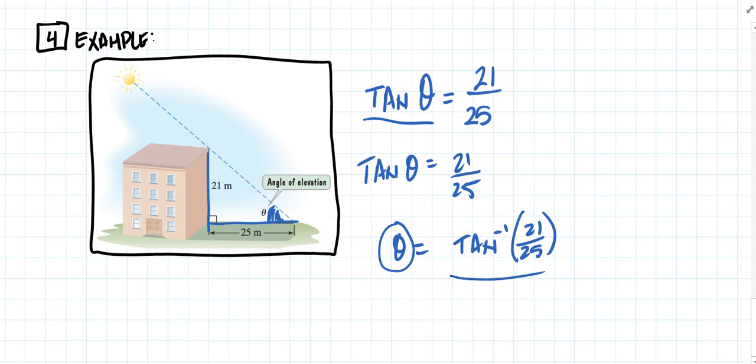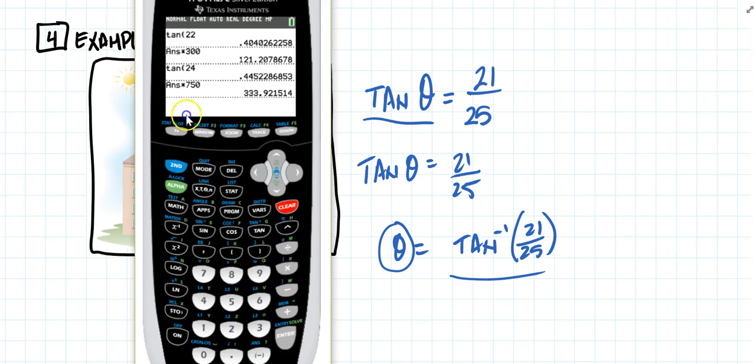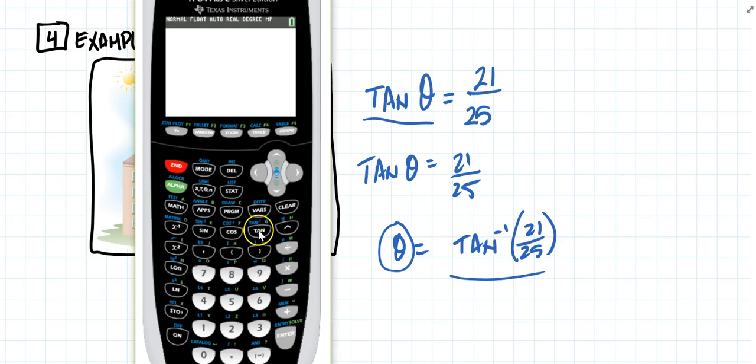So where do you find this button on the calculator? Literally, it is the blue above where it says tangent, right? So you go second tangent, and notice that in your calculator you have a little -1. That means the angle whose tangent is a value of, and then you plug in the value, 21 divided by 25. Okay? So what do we get? We get 40.030.